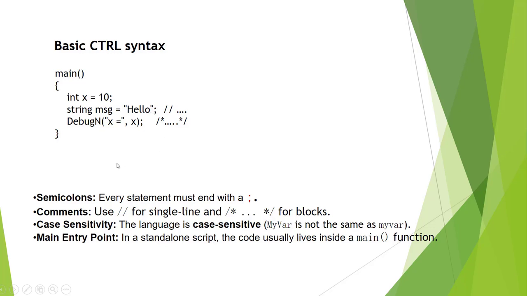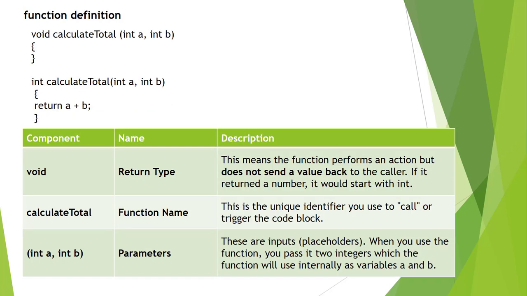Now the function definition. Here it is void and int. Void means no returned value to the caller. Int means the function returns an integer to the caller. Here calculate is void, so void means no returned value to the caller.